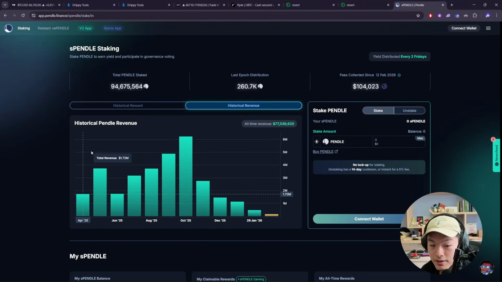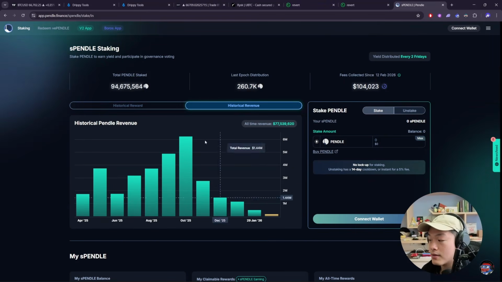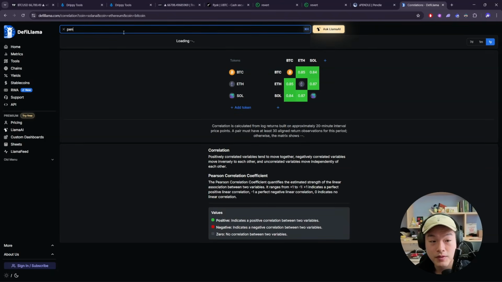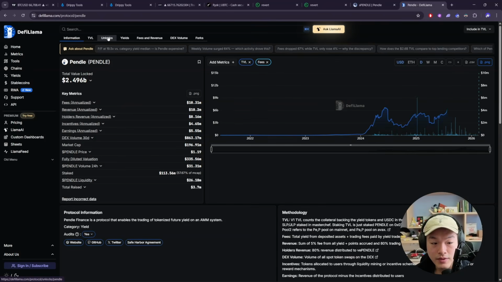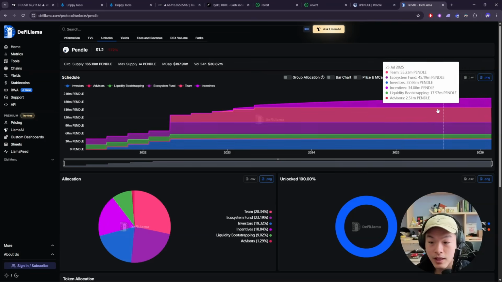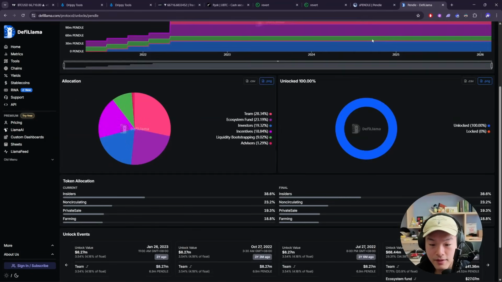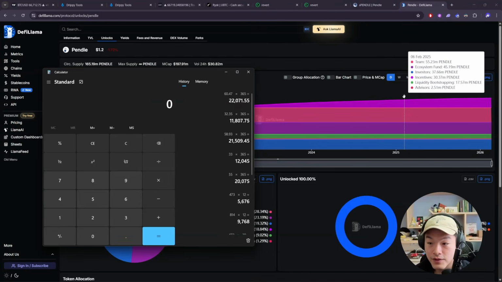I guess it is normal in this type of market where people are less active, and it's just something to consider if you are trying to buy Pendle. You have to compare the tokenomics and the revenue that they generate. What I would do is hop to DeFi Llama and then go to Pendle. And then I could also look at the unlocks if I want, right? And Pendle's actually unlocked most of their funds already, and the rest is just incentives. We could roughly calculate the inflation rate per year.